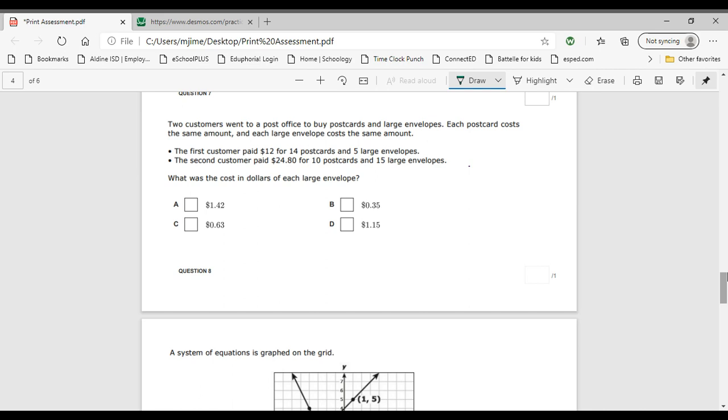All right, here's the one about the postcards and the large envelopes. That means the postcards would be x, large envelopes would be y. So 14x plus 5y equals 12. And then this one's going to be 10x plus 15y equals 2480. All right.